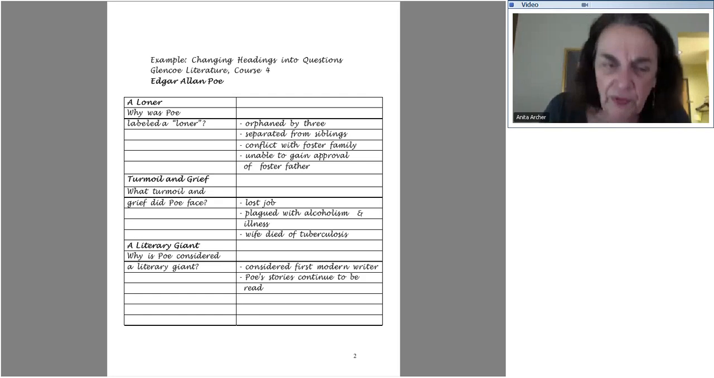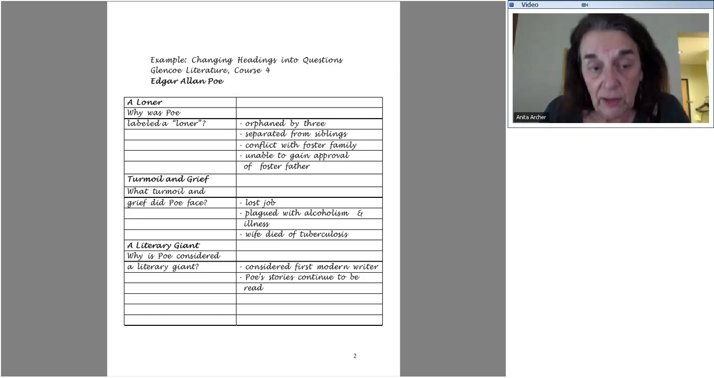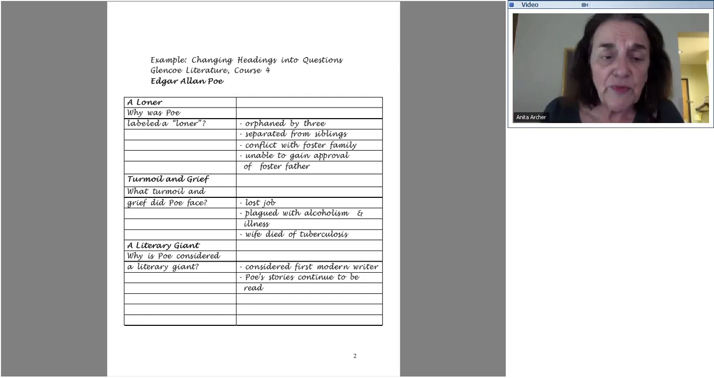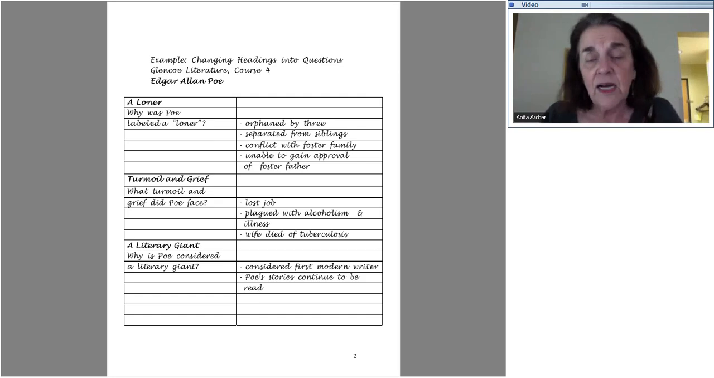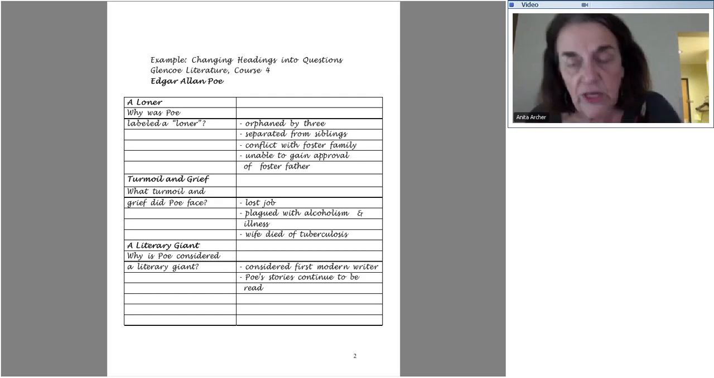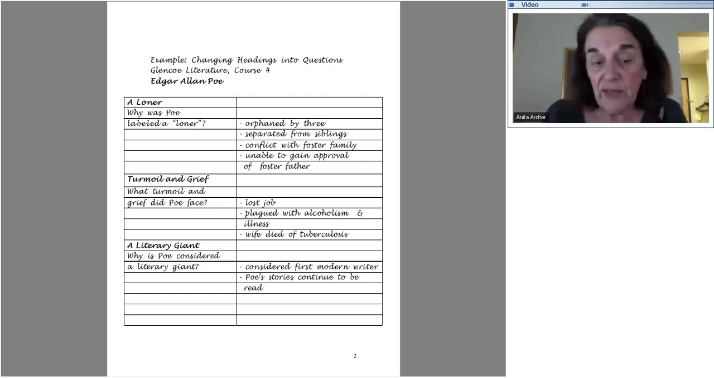So you'd have to stop and think, okay, this is talking about Poe, he's a loner. So you might write down the question, why was Poe labeled a loner? And then you've already read the paragraph, but you go back and you add details to it. He was orphaned at 3. He didn't get to go with his siblings. He went to a foster family, but he was in constant conflict with the foster family. He couldn't get his foster father to give him any approval, so he left at 16.